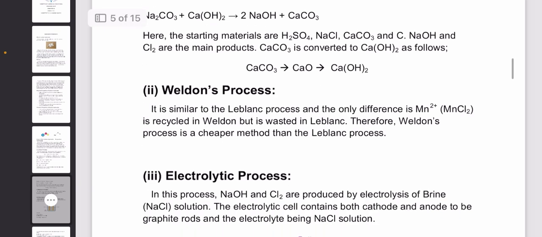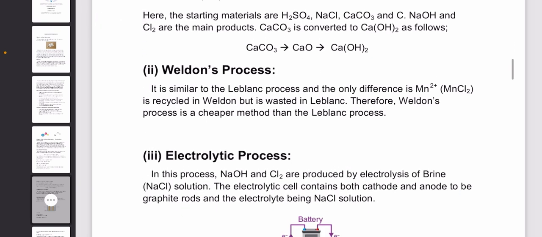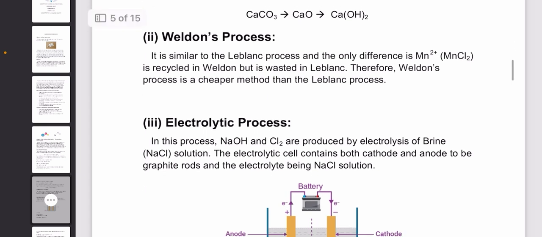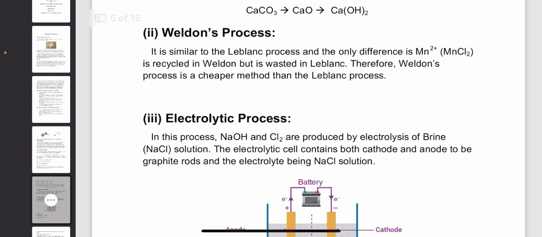as a side product. The second method is Weldon's process, which is similar to the Leblanc process, but the only difference is that MnO2 is recycled in Weldon's process, which is not the case in the above Leblanc process. Therefore, Weldon's process is a lot cheaper than the Leblanc process.